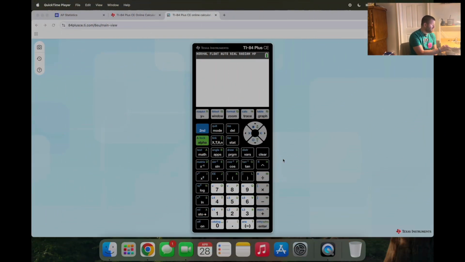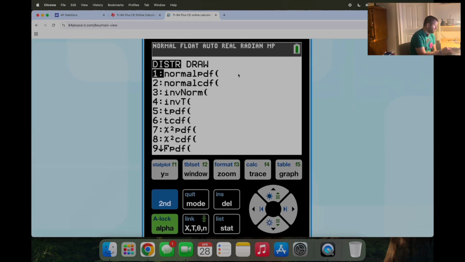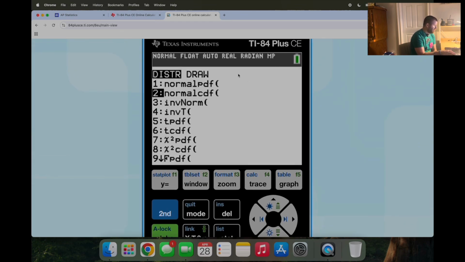Unit 1, there's two big ones that you're going to use. It's under the distributions menu. So second vars brings me to the distributions menu. And the two biggest ones that I'm going to use here are normal CDF and inverse normal. Normal CDF is for any kind of z-score question where you're looking for a percentile. So in normal CDF, you will give it an upper and a lower limit, as well as the mean and standard deviation, and you will get back a percentage or a percentile.